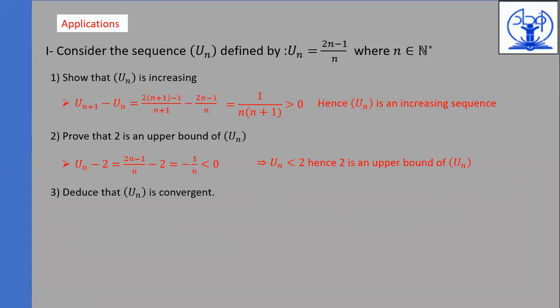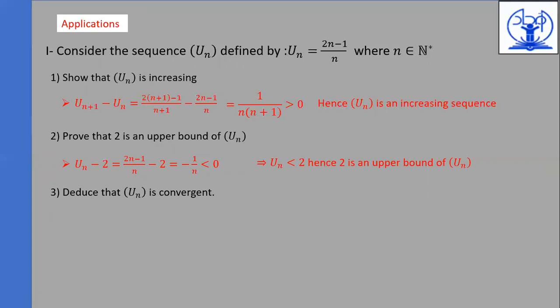I can ask you this question here. Deduce that the sequence u_n is convergent. To deduce, it means you need to use the previous two parts. Actually, to prove that the sequence is convergent, it's enough to go and find directly its limit, and its limit here is easy, but I'm asking you to deduce.